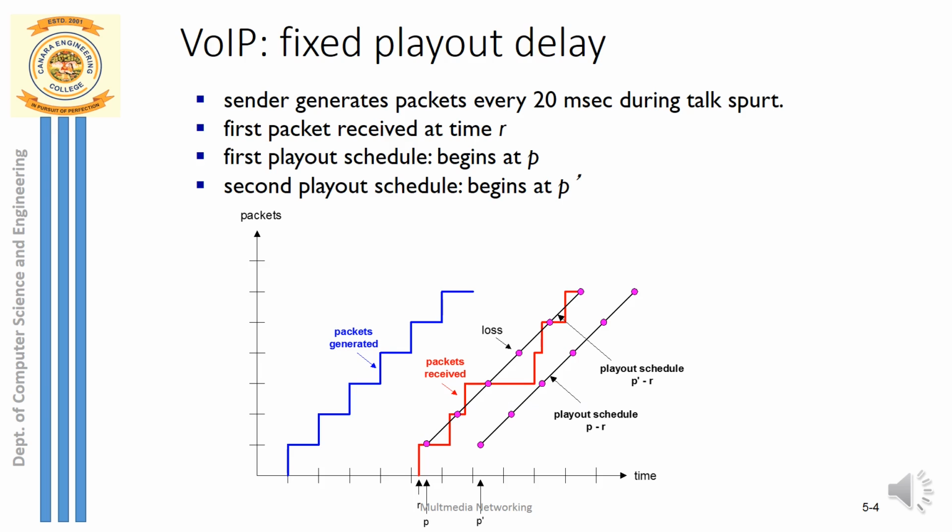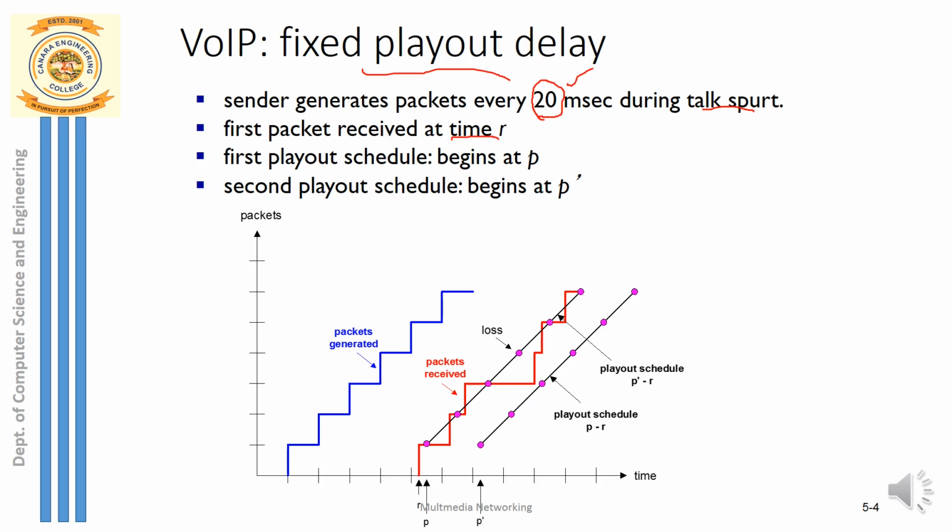You can see here the fixed playout delay. Actually, we will take an example. The sender generates the audio and sends a chunk every 20 milliseconds, depending upon the talking speed, which keeps on varying. Now I want to fix one parameter for playing that audio. First, the packet is received at the receiver's end at time r, like I showed earlier.